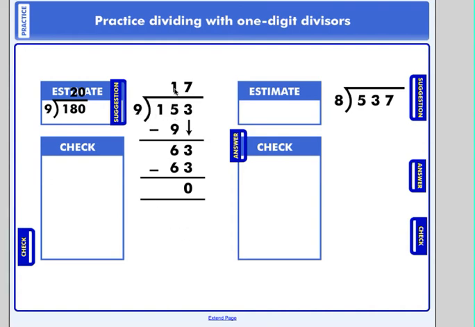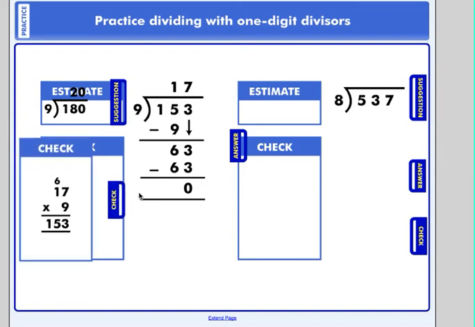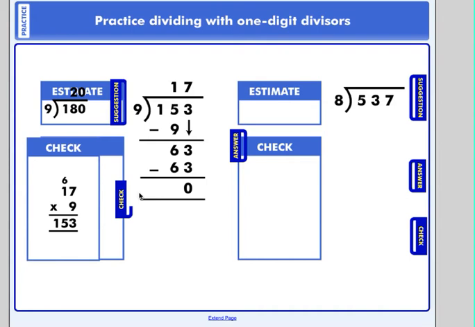9 goes into 15 one time, so subtract 9, get 6. Bring down that 3. 9 goes into 63 7 times, subtract 63, and there is no remainder. Also remember that you can check it with a multiplication problem by doing 17 times 9, and you should get 153.